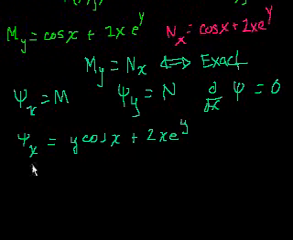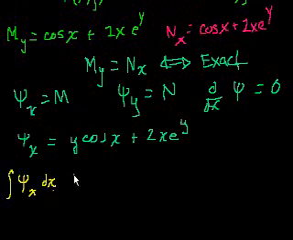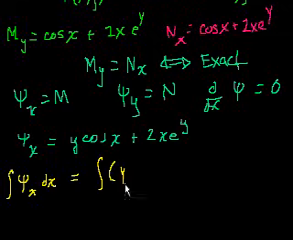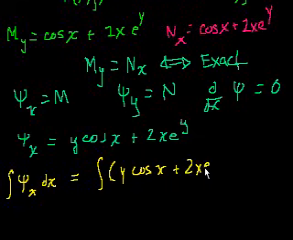So if you were to take the antiderivative of this with respect to x, let me just write that down. The partial with respect to x, we're going to integrate with respect to x. That is going to be equal to the integral of this whole thing, cosine of x plus 2x e to the y. We're integrating with respect to x.